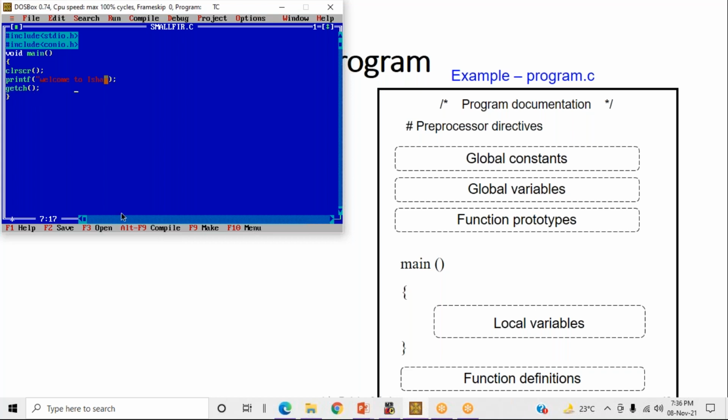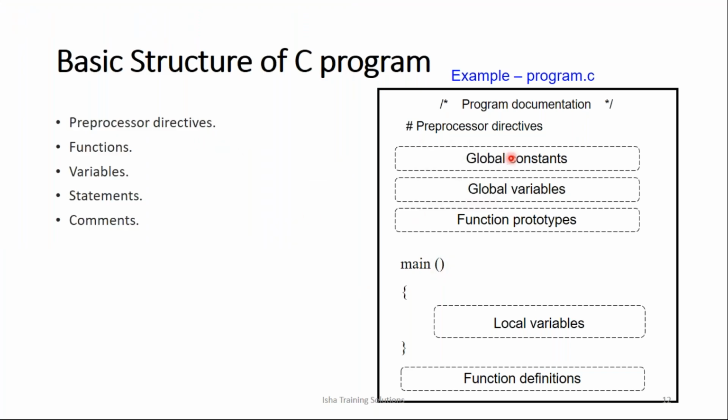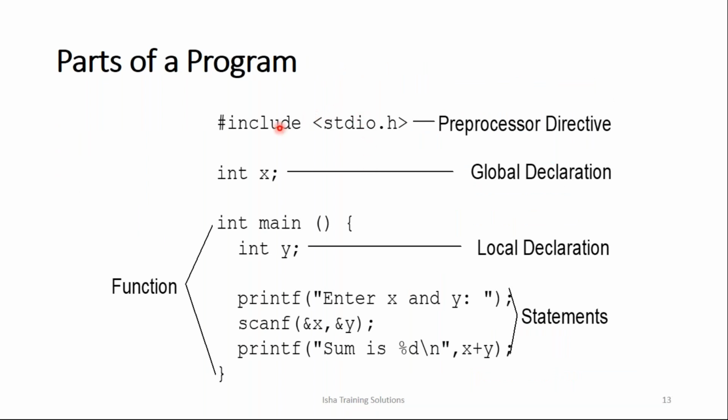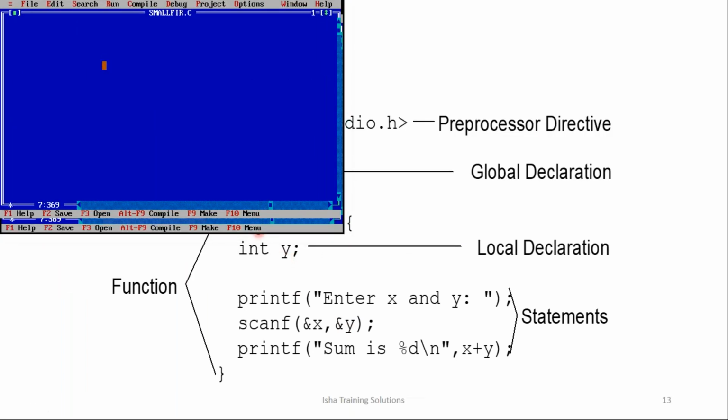So this skeleton of the C program contains preprocessor directives, functions, variables, statements, and comments. This is what the program actually is. We have written this function, we have written some other statements, and we have closed it. We didn't write this int y, we didn't write this scanf number. We will see what those are. We will go to the program again.